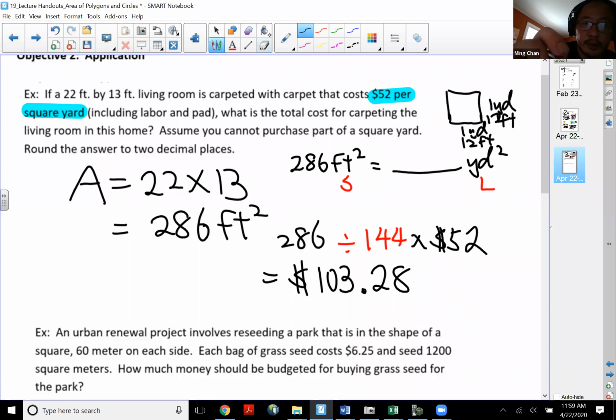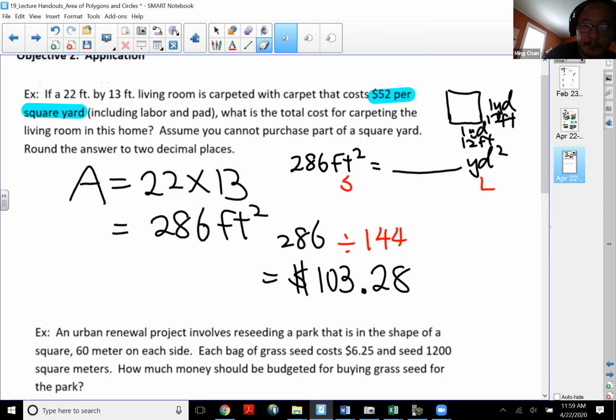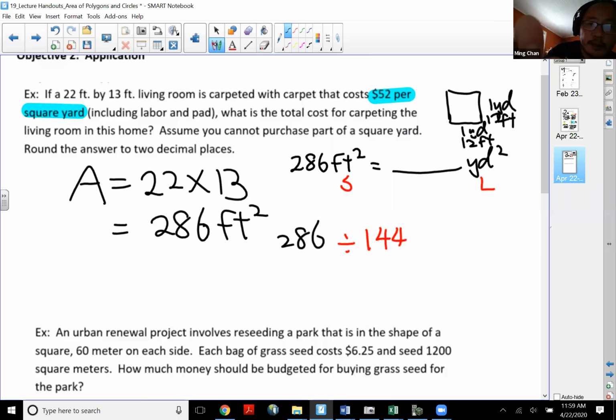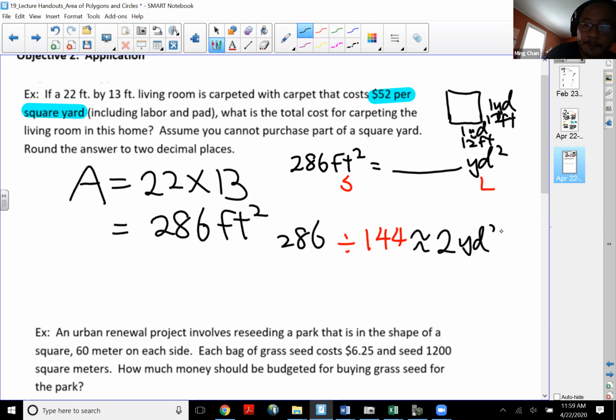So we need to do this in 2 steps. I will write it out in 2 steps. It's just a little bit over $103. Sorry about that. So this is actually about 2 square yard. Okay. So $52 for 1 square yard times 2, that will be $104 is my answer.